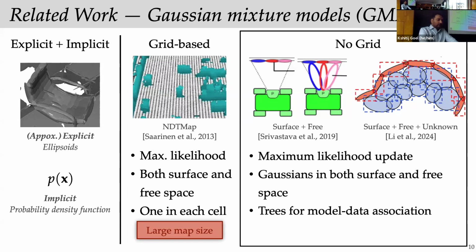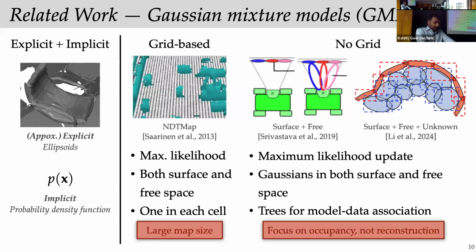Recent works have proposed removing the grid structure. These approaches use Gaussians on both surfaces and in free space, but the Gaussians are not confined to a grid structure. While these methods provide considerable improvement over NDT map and other grid-based methods, the focus is on modeling occupancy as opposed to the quality of reconstruction on the surface.